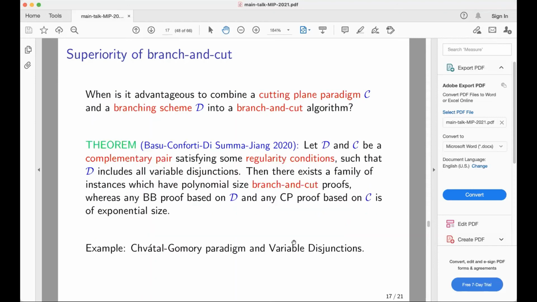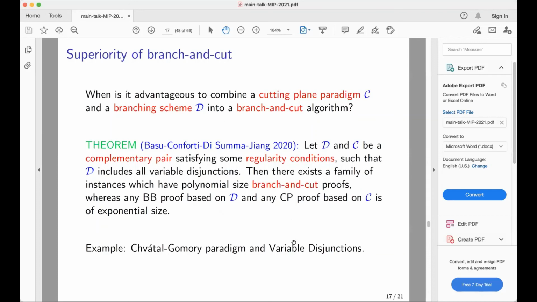Okay, so I'm officially out of time. Let me just say that this definition of being complementary is not an empty definition we have made. It applies to, for example, the Chvátal-Gomory paradigm of cutting planes and the family of variable disjunctions for branching. So if you branch only on variables and you use Chvátal-Gomory cutting planes, then combining them is a good idea according to this theorem.